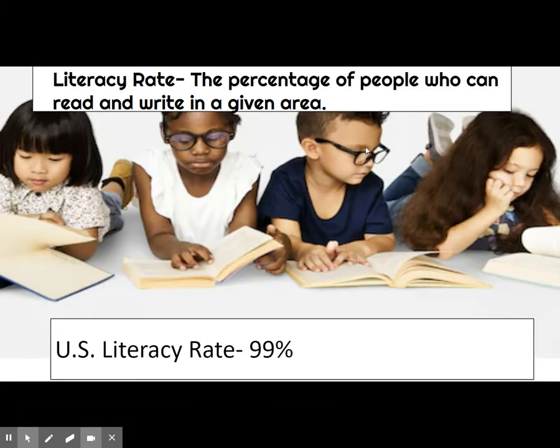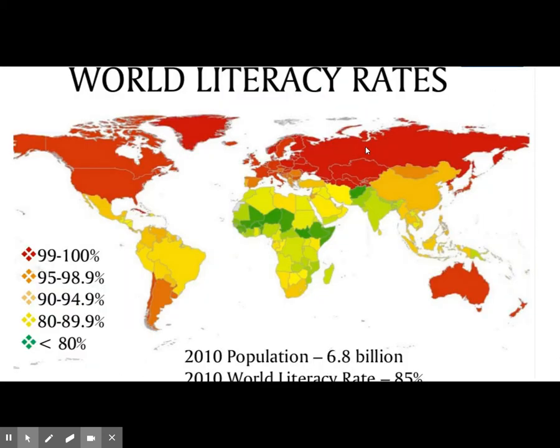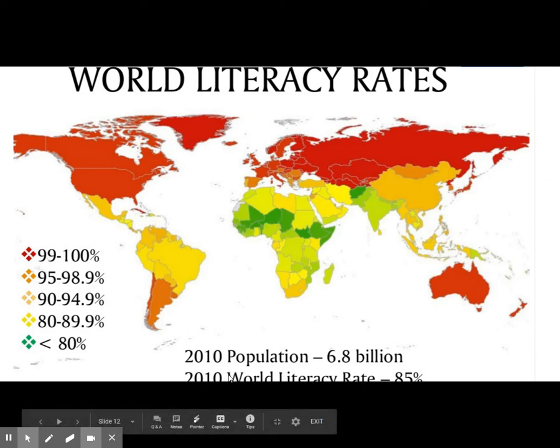The literacy rate is the percentage of people who can read and write. In the United States, the literacy rate is 99%. So almost all the people in the United States can read and write. Looking at the world literacy rates, you can see the red is 99 to 100, and then it goes down. And here, this is less than 80%. So overall, the world literacy rate is 85%. 85% of the people in the world can read.